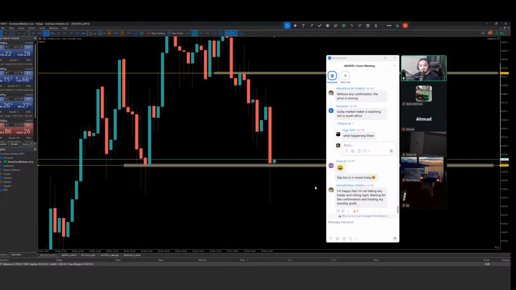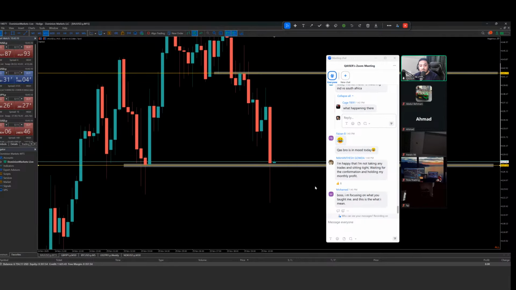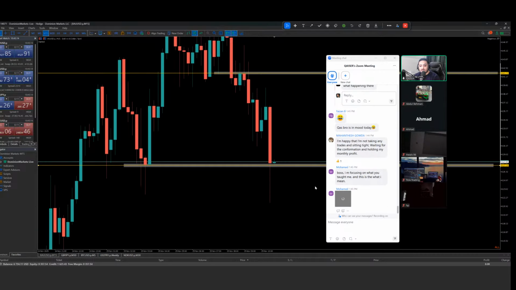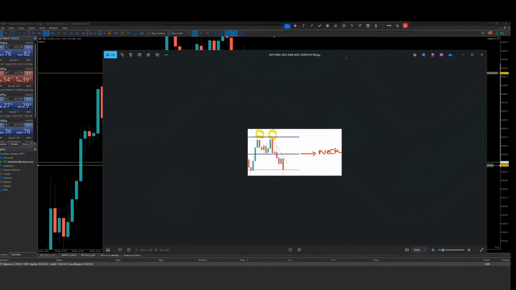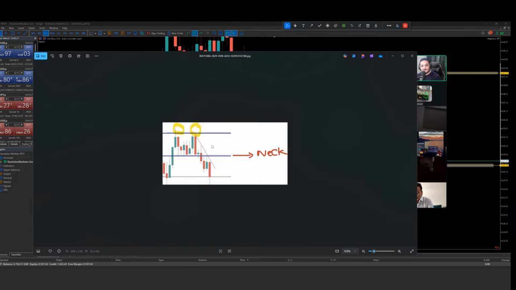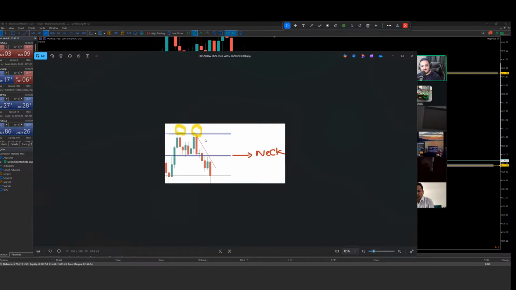Look at this one. So 50 minutes, still 50 minutes, just closed within the range. 15 minutes closed within the range. Both. I'm focusing on what you taught me, and this is what I mean. Let me see the neckline. Here we got a neck. Finally, we got a neck here. So what is this? These are the necks.